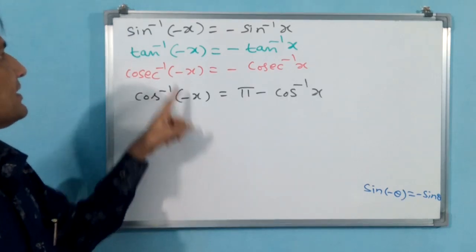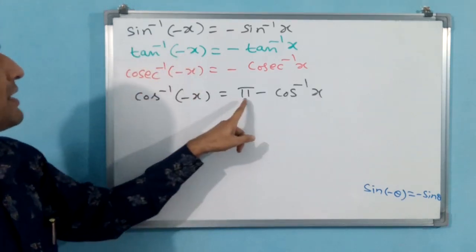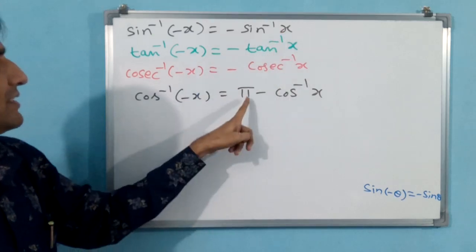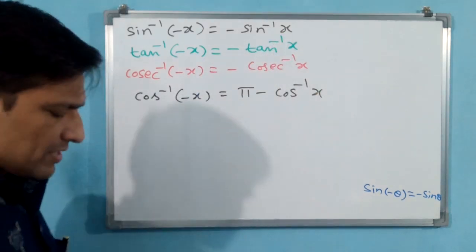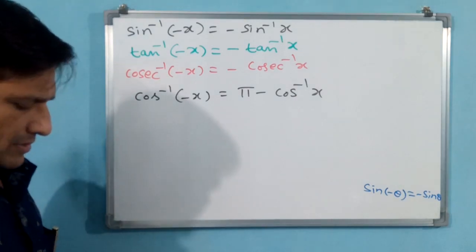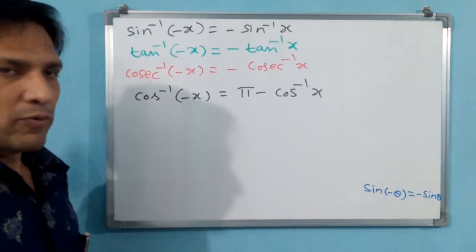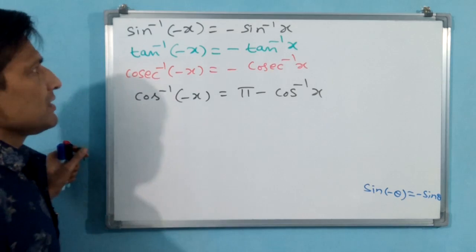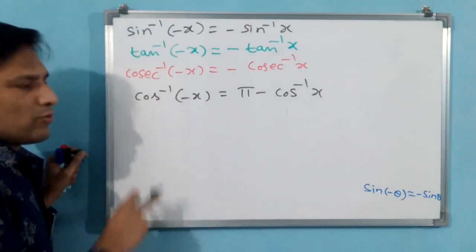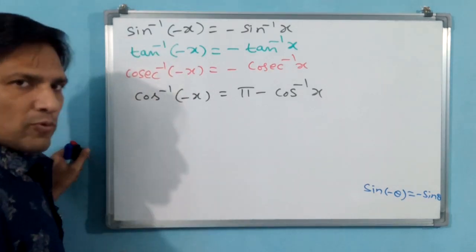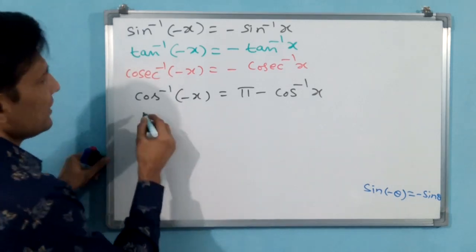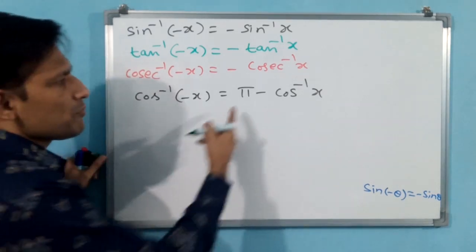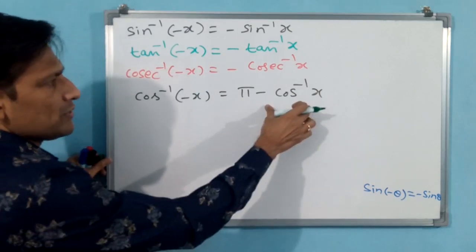Cos inverse minus x is like sin inverse minus x, but rather than minus sin inverse x, it comes as pi minus cos inverse x. How does it come? Let us see the proof. Earlier I gave the proof for sin, now I will give the proof for cos, but the remaining two we write directly. We want to show cos inverse minus x is equal to pi minus cos inverse x.